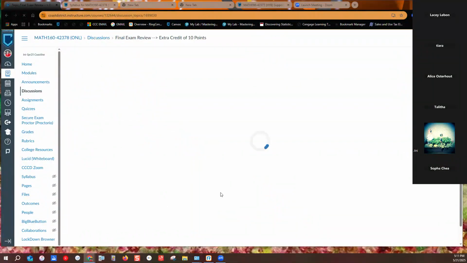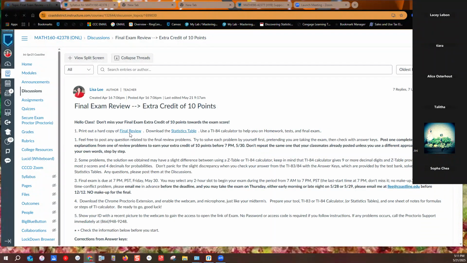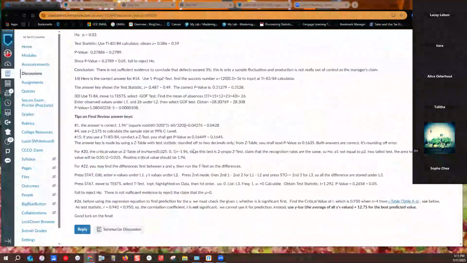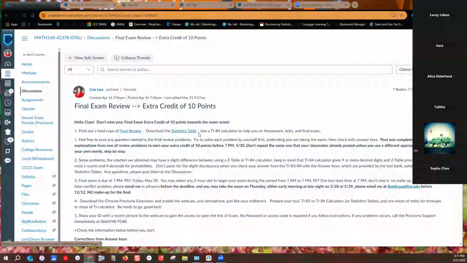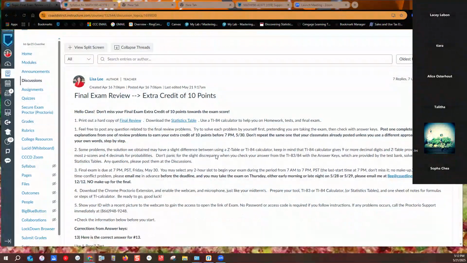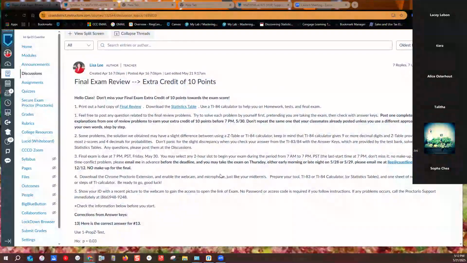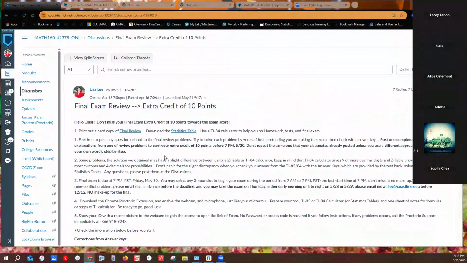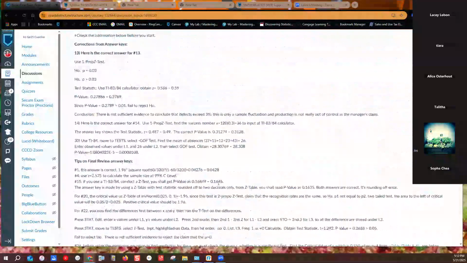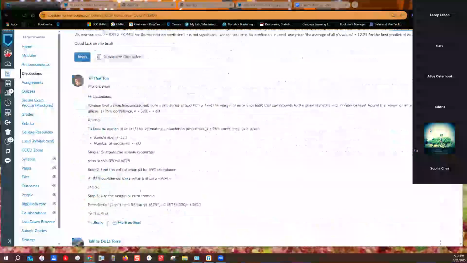When you look at the final exam review, the last discussion forum at the Math 160 site, you can see we have the final review here and the link of the final review. And there's a statistical table. If you need a table, you can click and open it, right? But I would suggest it's better to use a TI-84 calculator, or even the TI-83 can help too, okay? TI-83 does not have all the formulas inside, but we still can do it. We still can use the TI-83 to apply formulas more easily than without any tools here. So the final exam review is ready for you.